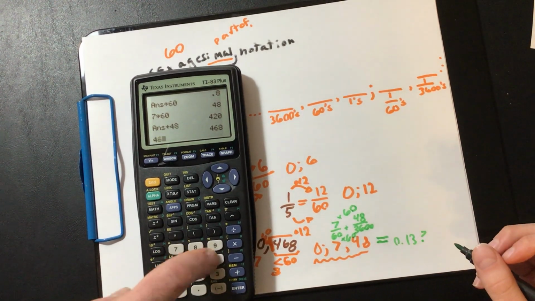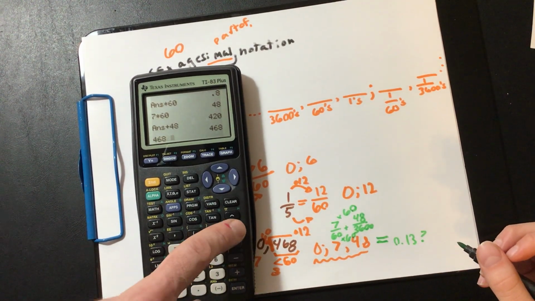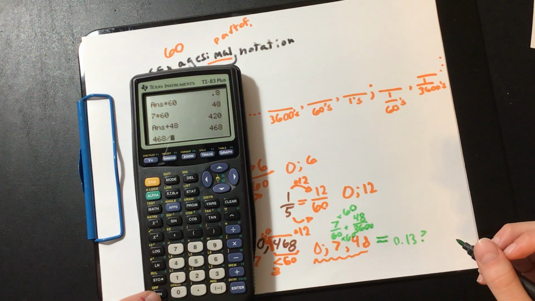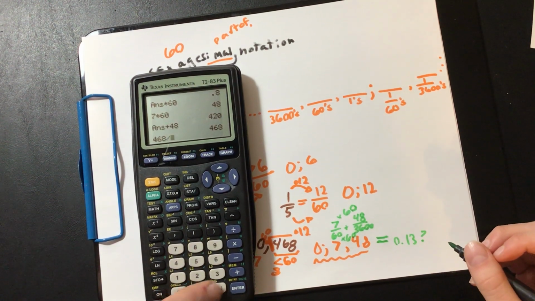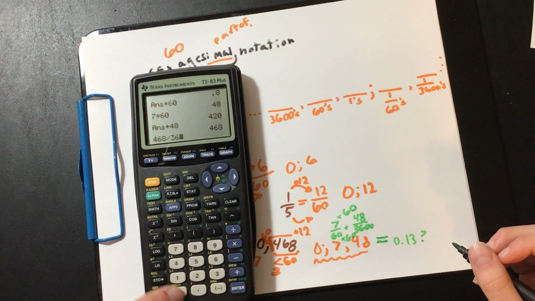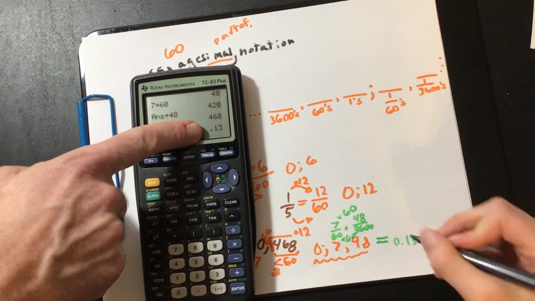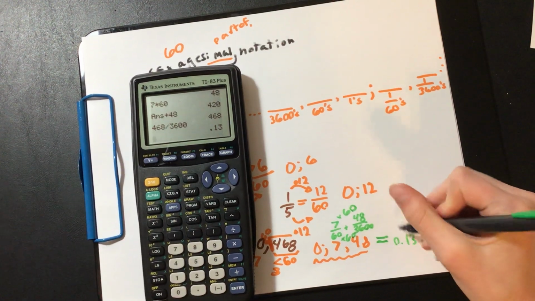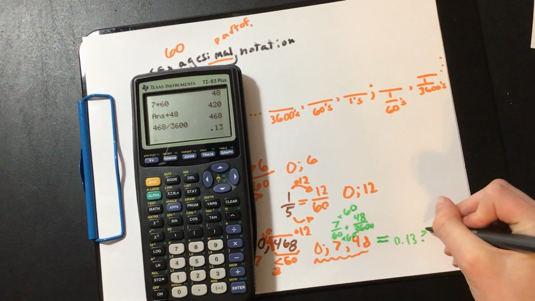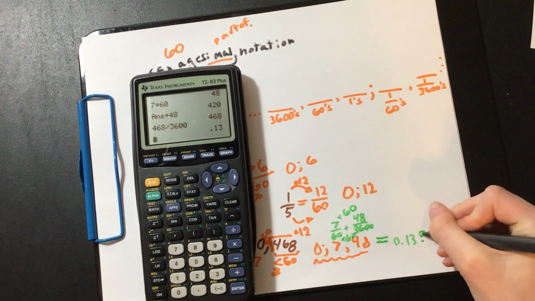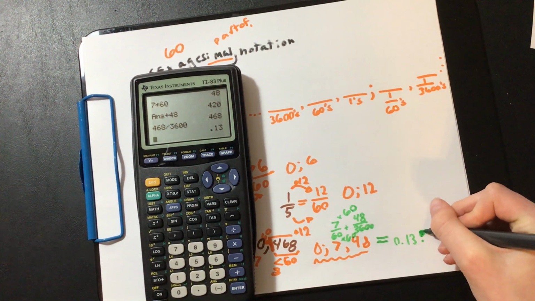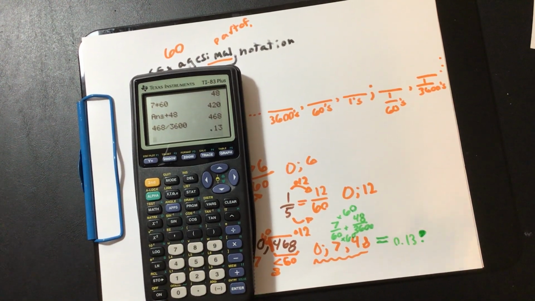Okay. 468 is the numerator. What's the denominator? 3600. So they are equal. They are equal. So let's just turn that into an exclamation point. But it's not a question. Factorial, right?